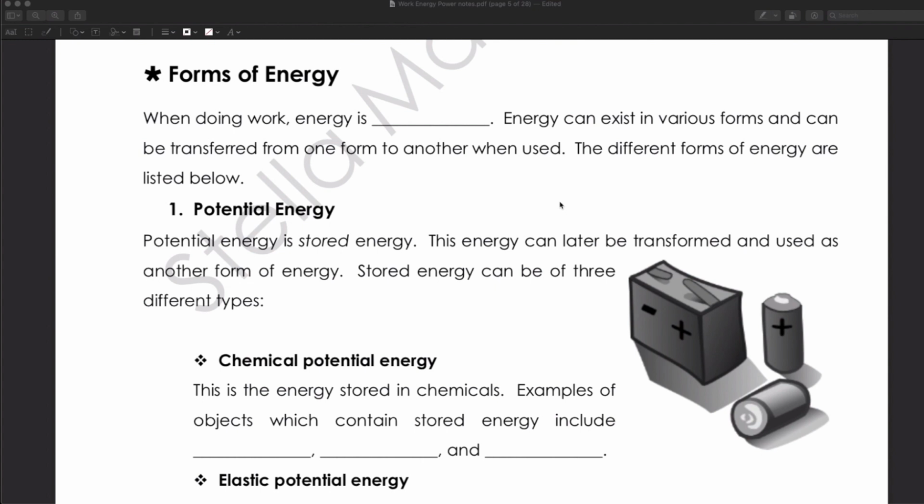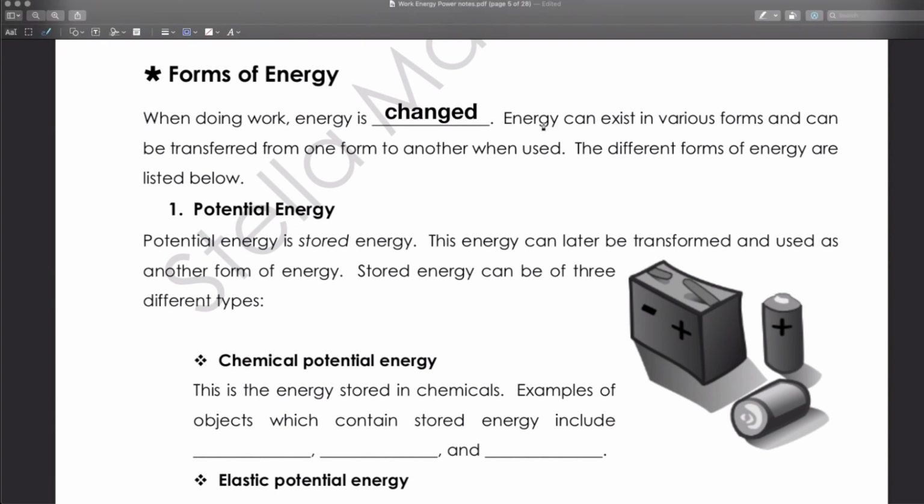Forms of energy. We're continuing on at the bottom of page 26. When doing work, energy is changed. Energy can exist in various forms and can be transferred from one form to another when used. The different forms of energy are listed below. We're going to go through the different types of energy and their subcategories, starting off with potential energy.